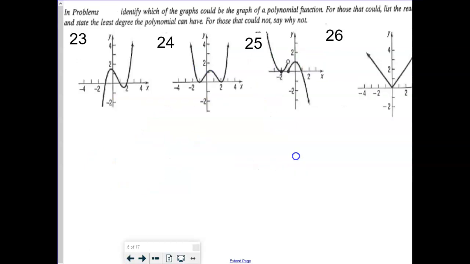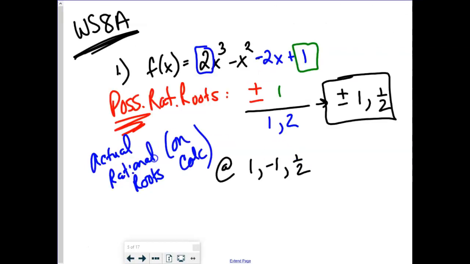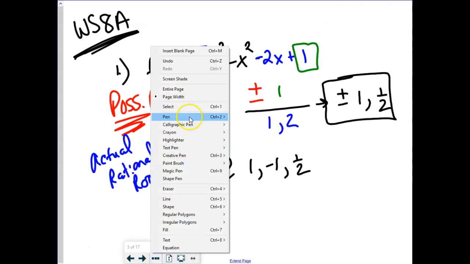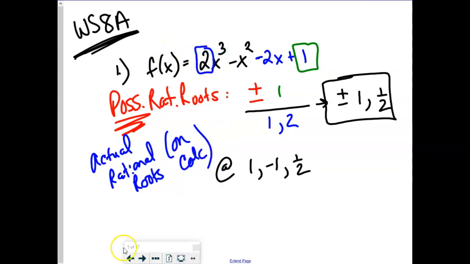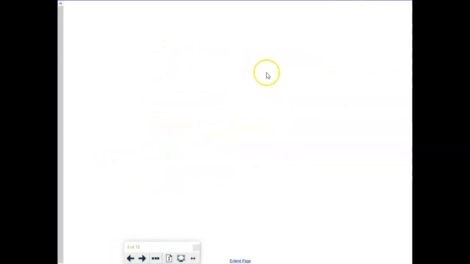Alright, so I'm going to take a peek at number 3, because again, you're doing the other one for homework. The directions on 3 are a little different. It starts the same way, state the possible rational roots, and then they want you to find all zeros. So that means nice zeros, horrible zeros, and even imaginary zeros. So we're going to have to do a little bit of work on 3, okay?